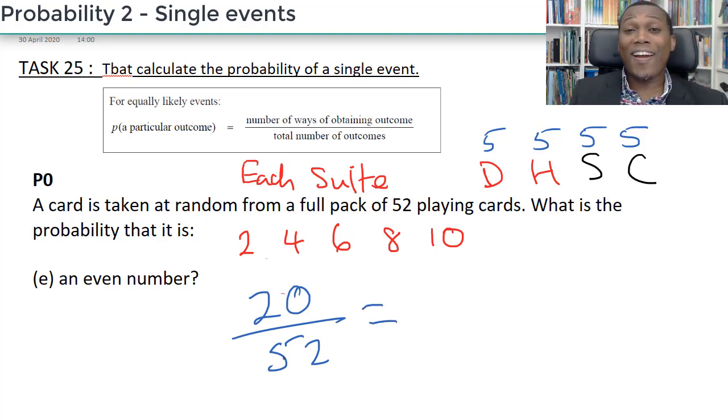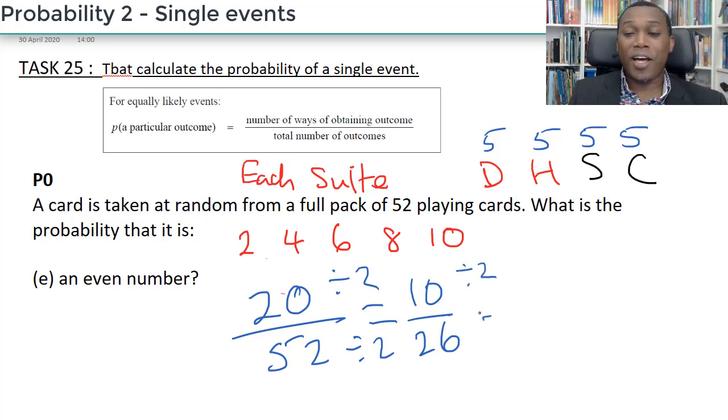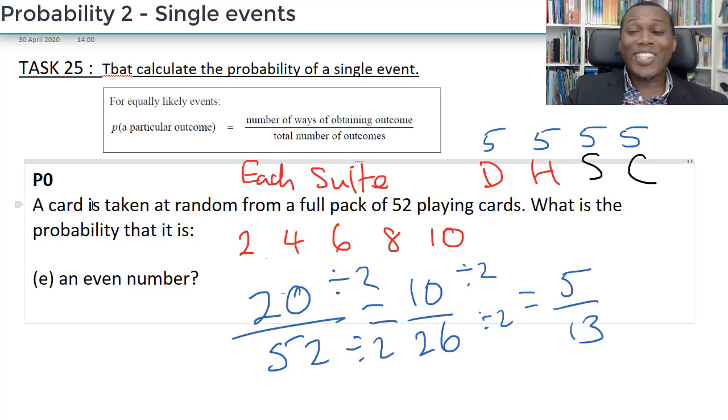Both of these are even numbers, so I can divide by 2, divide by 2. That will give me 10 on 26, which I can divide by 2 again, which will give me 5 on 13. So 20 on 52, and if you decide to simplify, 5 on 13 is what will be your answer. And that's the end of probability single events question number 0.